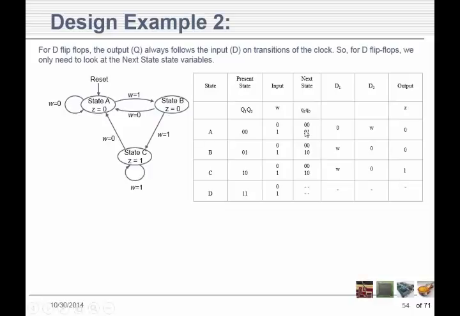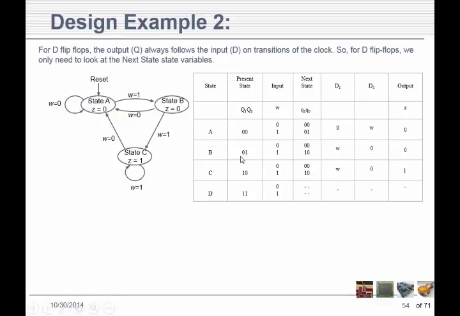Both of these are a 0, so D1 is a 0. But here, our output, or our next state for Q0, could be a 0 or a 1. Well, that matches what our input is. So we wouldn't connect a 0 or a 1 to the input of that flip-flop. We would connect W there. Remember when we did that with the multiplexers? Same kind of thing.